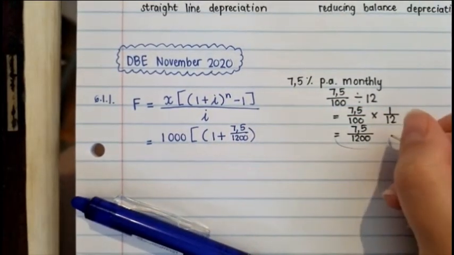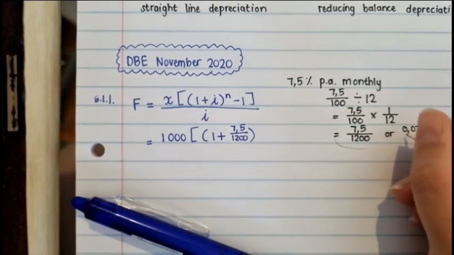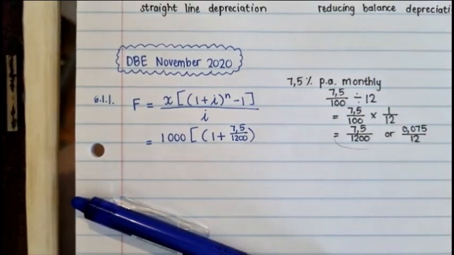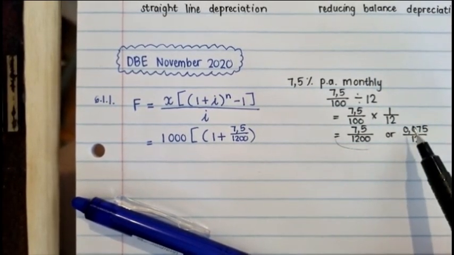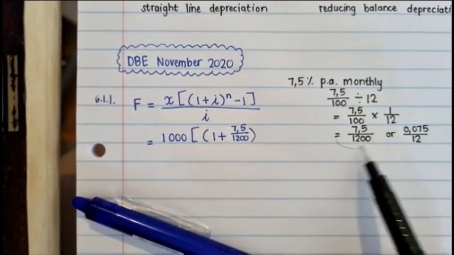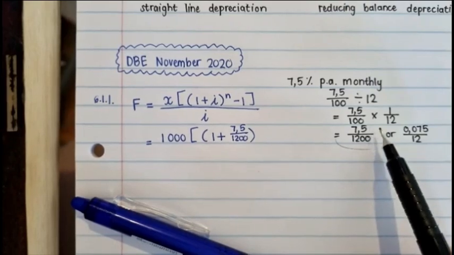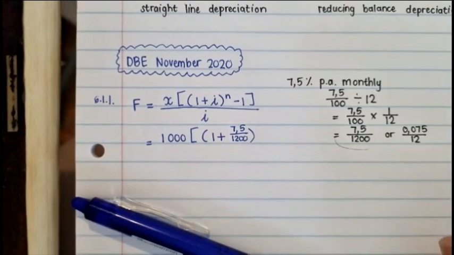And another thing, if you want to, you could write it like this. I know that a lot of teachers prefer it in this way. So where you actually take 7.5 over 100 in decimal form, and they would then put that over 12. But I prefer it like this. I think it just reads easier. So you can see it's 7.5% monthly because the 12 is there at the bottom.